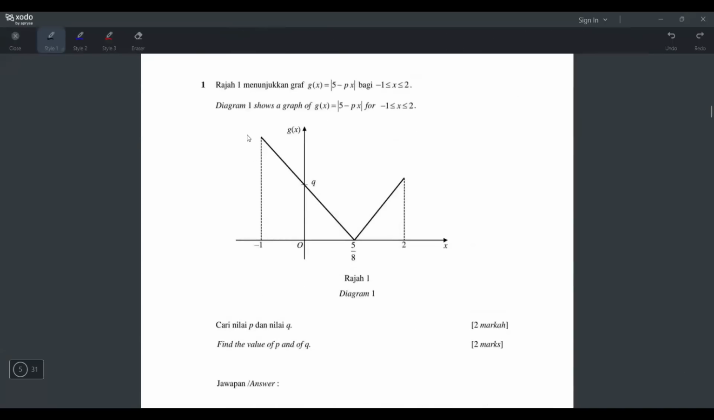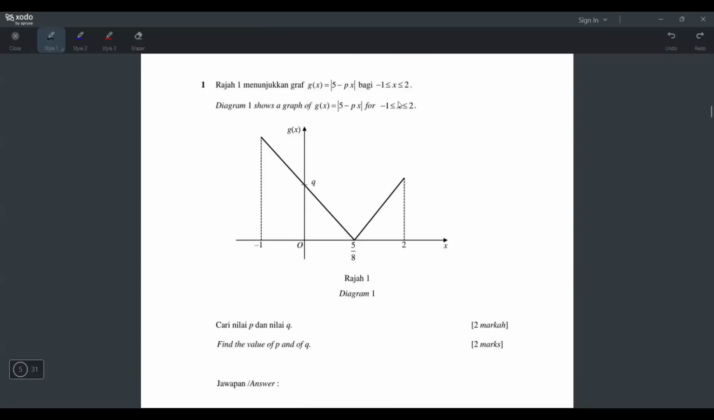Okay, number one. This is a function question. Diagram one shows a graph of g(x) equals modulus 5 minus px for domain x between -1 and 2. If they give you this, it means they only draw the graph, and the first point's x coordinate is -1, the last point's y coordinate is 2. Yeah, that's what this means.